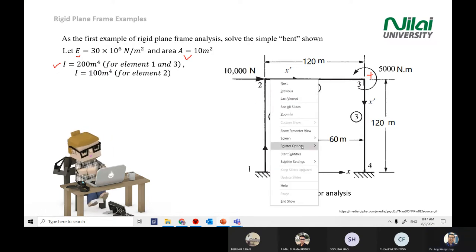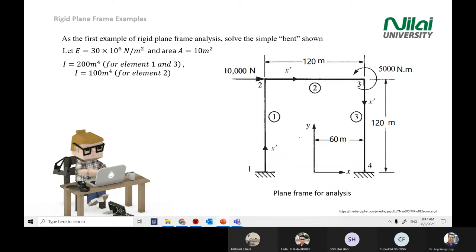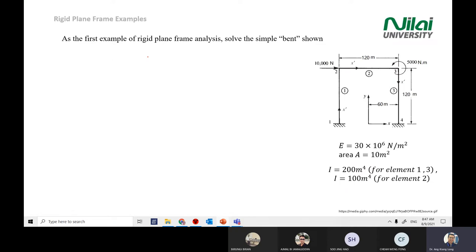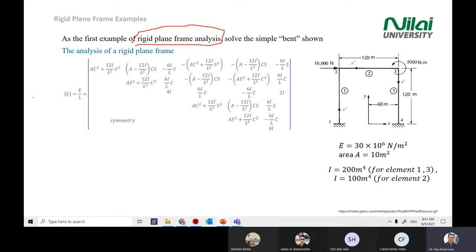Okay, so now I want you to observe the setup. The support is fixed already. How do we solve this kind of problem? Using the rigid frame analysis. First step, write the K matrix. K equal to E divided by L times the whole thing. You copy, right? These steps give you 1 to 2 marks.